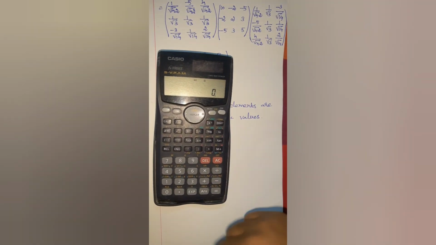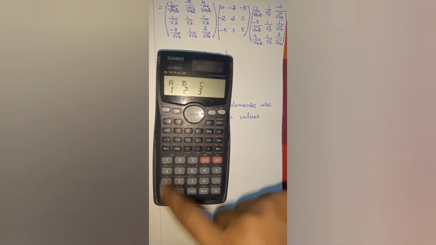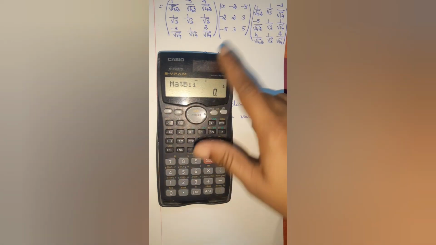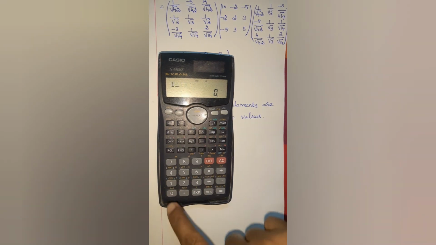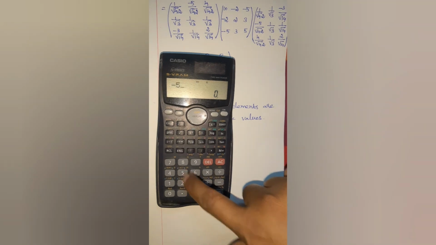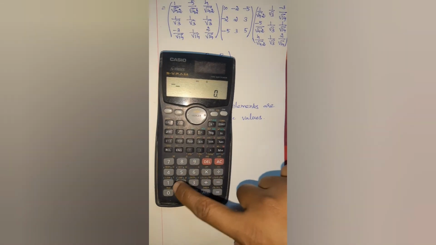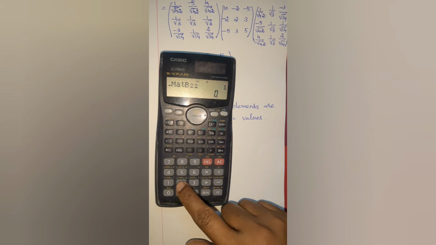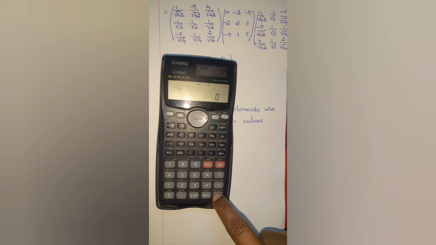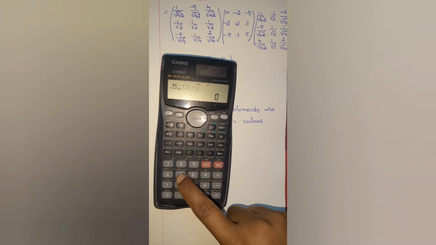Then you press AC. Once again you go to shift mat. Dimension for the second matrix. Your second matrix is B. You press 2. Matrix B dimension M is 3, N is 3. You enter the second matrix entries. First one is 10, minus 2, then minus 5, minus 2, 2, 3, minus 5, 3, 5.